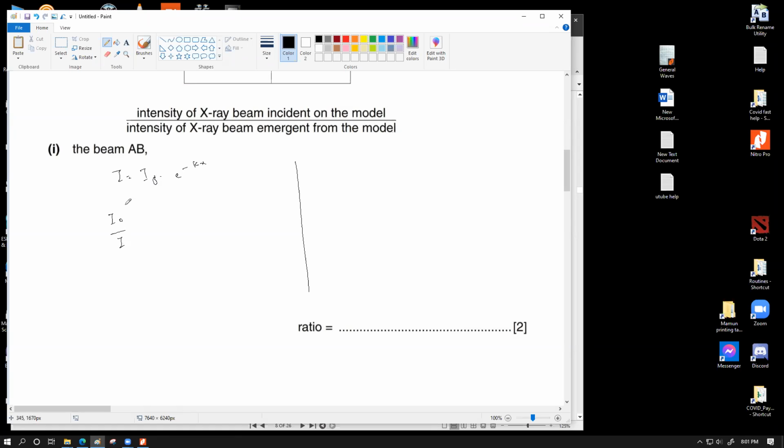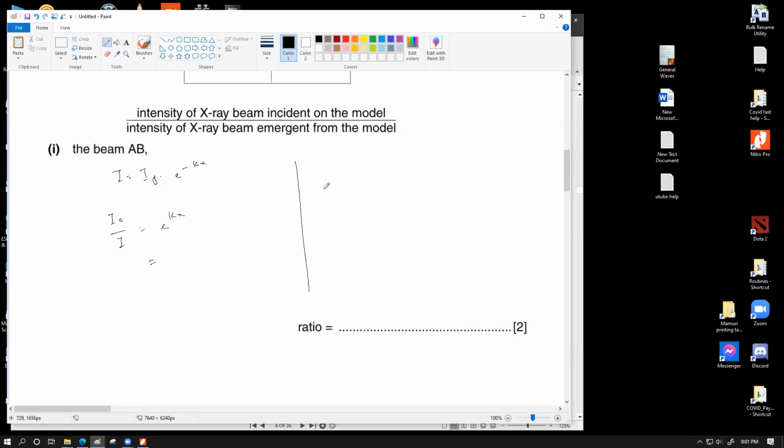So if we do I naught by I, this one goes at the bottom. So this one should go at the denominator. So this is equals to e to the power kx. This is supposed to be 1 by e to the power minus kx. So I'm sure I wrote e to the power kx. So now you start placing the values.